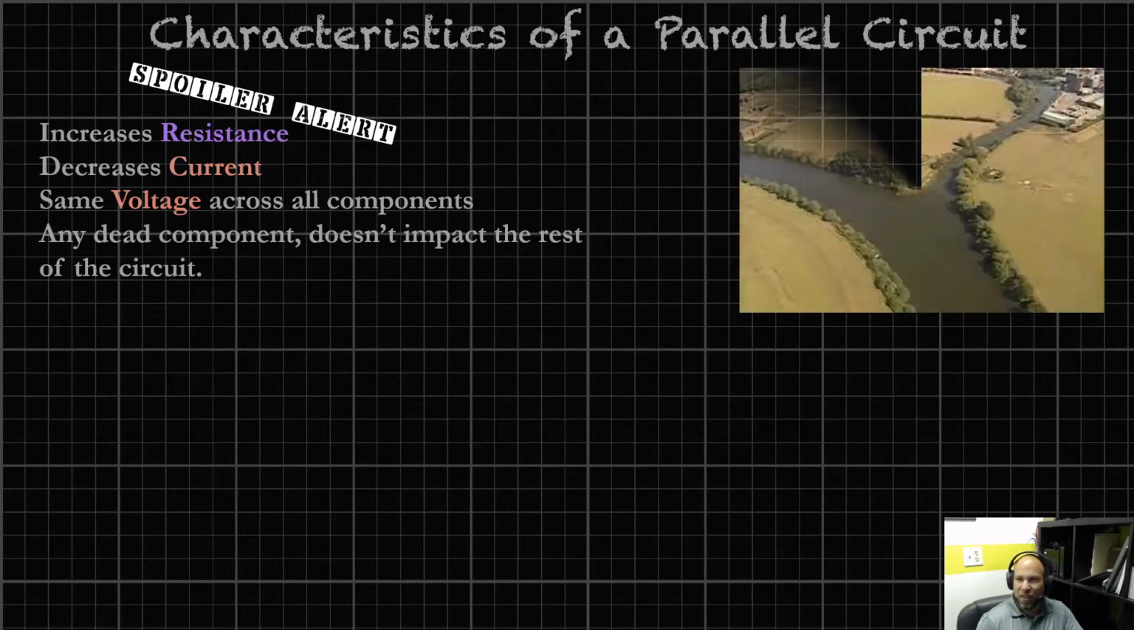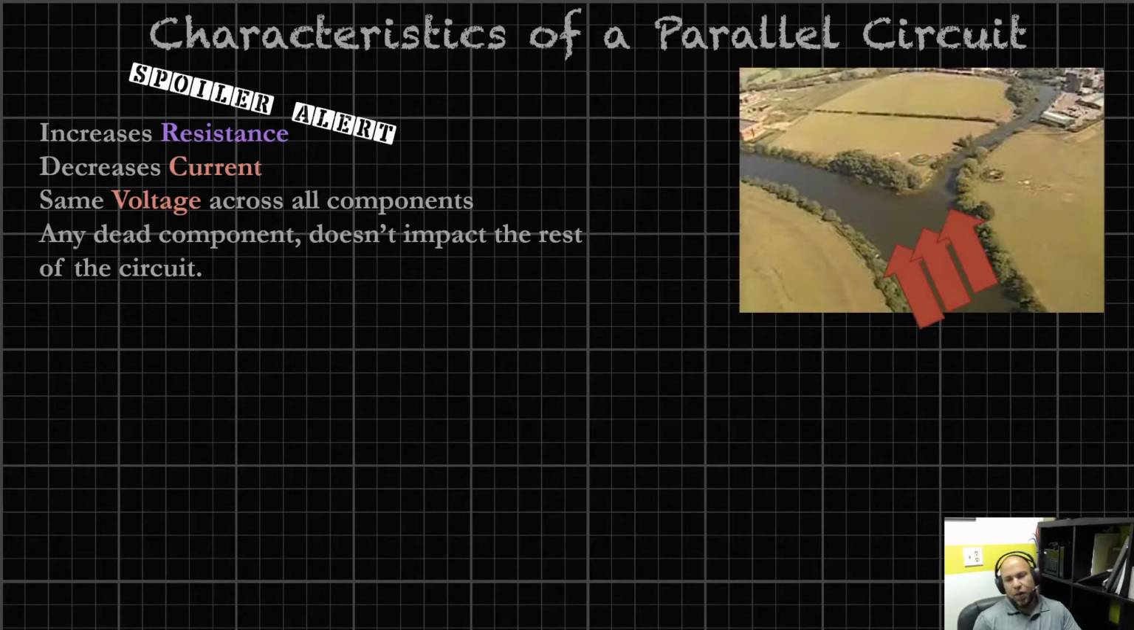Let's try to visualize this. Look at a tributary, right? Even though there's different splits that the water can take, the push of the water at the entryway to those tributaries is going to be the exact same. It doesn't matter how many there are, the force of water pushing them in is going to be the same.